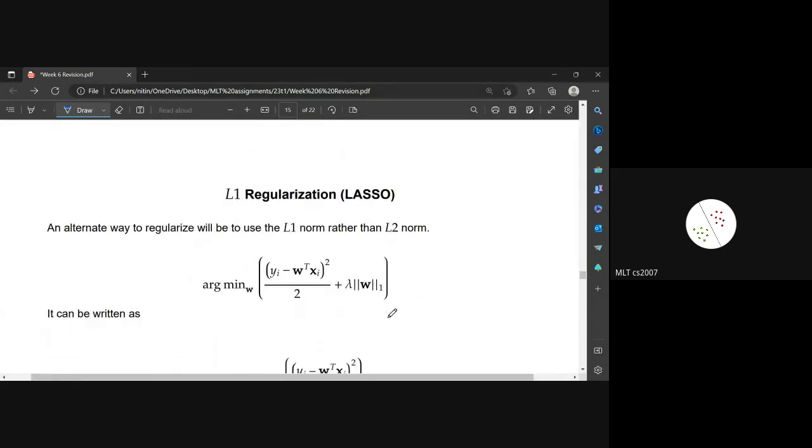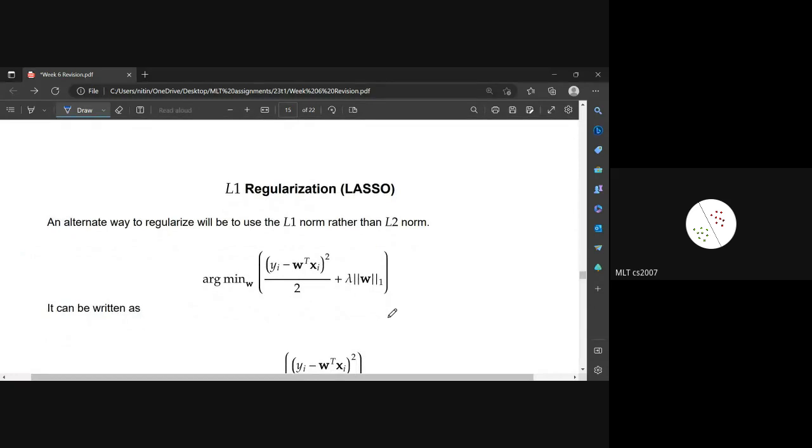It's just the same formulation, where we replace the L2 norm by the L1 norm. Remember, it was the norm of W squared, which was the L2 norm. Here we have taken the absolute norm, which is the L1 norm. The same thing, squared loss, and this is the regularizer.